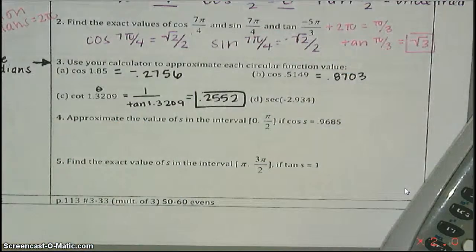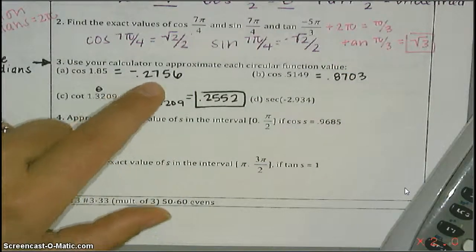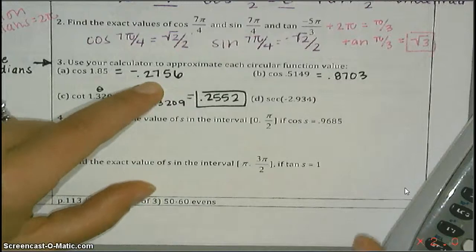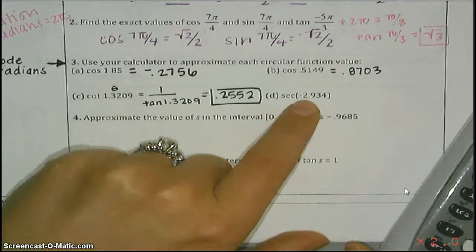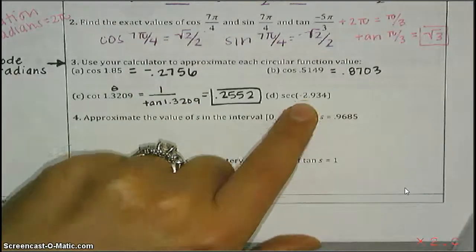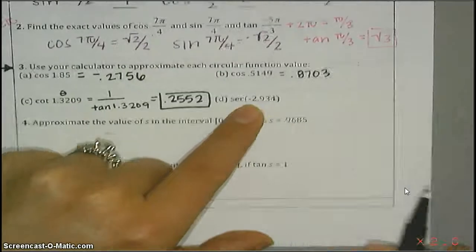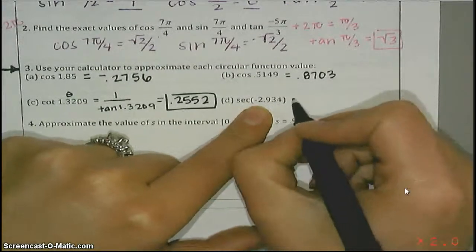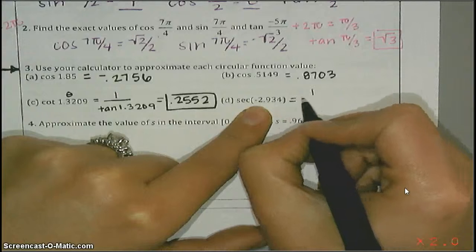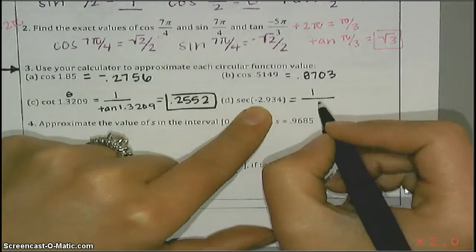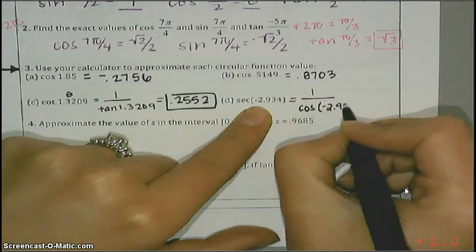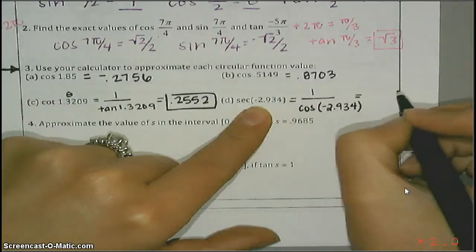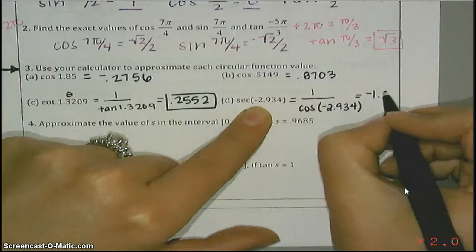Okay. Keep in mind, these are side ratios. You can have a negative side ratio, especially if you're in quadrant, I guess with cosine you'd have to be in quadrant 3 or quadrant 2. If you want to try secant on your own, you can. It is a negative number on the inside, but that shouldn't give you any trouble. The reciprocal for secant is cosine. So in your calculator, press 1 divided by cosine, input the angle of negative 2.934, press enter. You should get negative 1.0243.